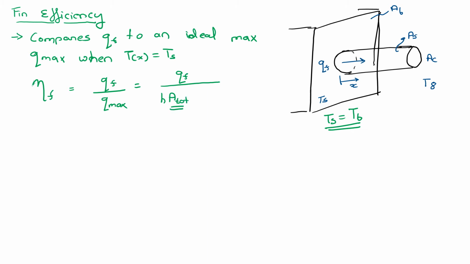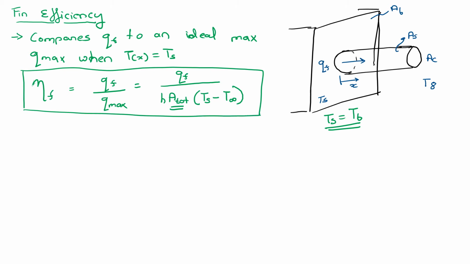So that's the difference. In fin performance, you just have the area of the base. Here you have the total area multiplied by the temperature difference. And now the temperature difference is, because the entire system, that's the base and the fin, are at a surface temperature of Ts, our temperature difference will be Ts minus T infinity. Okay, and that's our formula for fin efficiency. So it's different from fin performance.